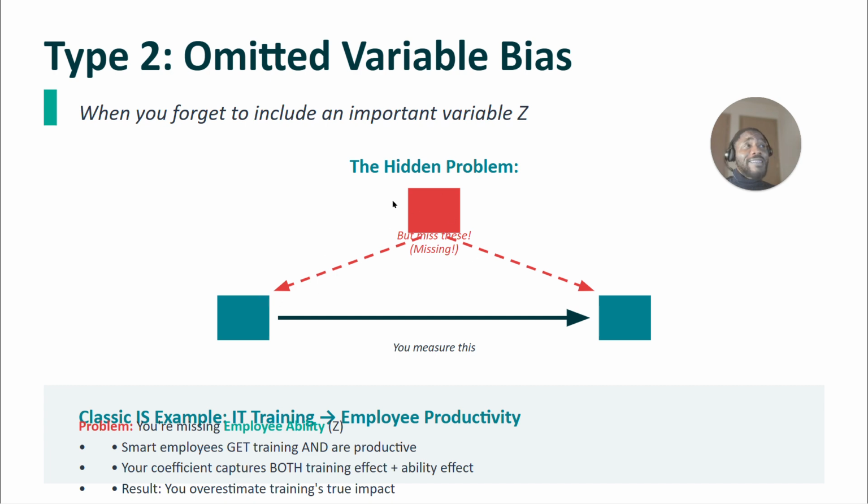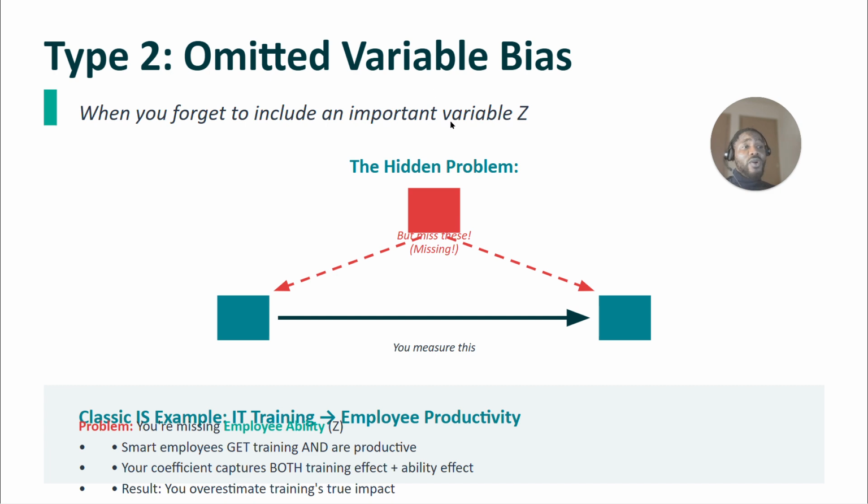So you see that Z here, the red, is affecting this and this. IT training here leads to more productivity. But you're forgetting that smart, productive employees are the ones that are sent to training, and it affects X and Y. You do this regression and you say, yes, there's a relationship. But you're missing the hidden variable here.